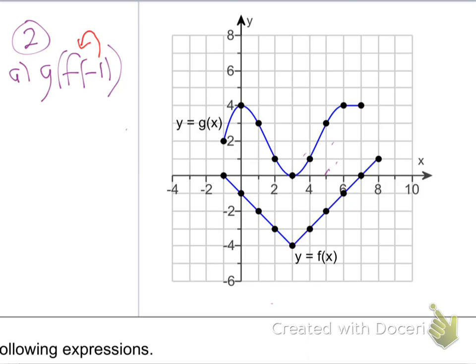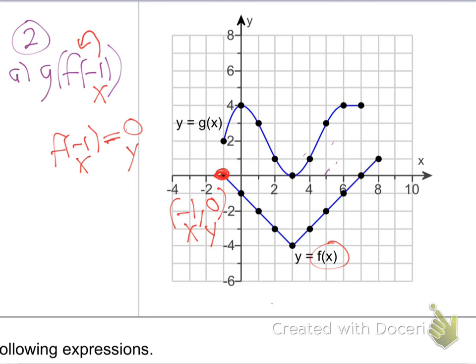Okay, so f of -1. I go to the f graph, which is the bottom one, and go to an x value. To find f of -1, that's the x, so I've got to find the y that goes with it. That would be this point right here. So that's the point -1, up 0. That's the x, the y.